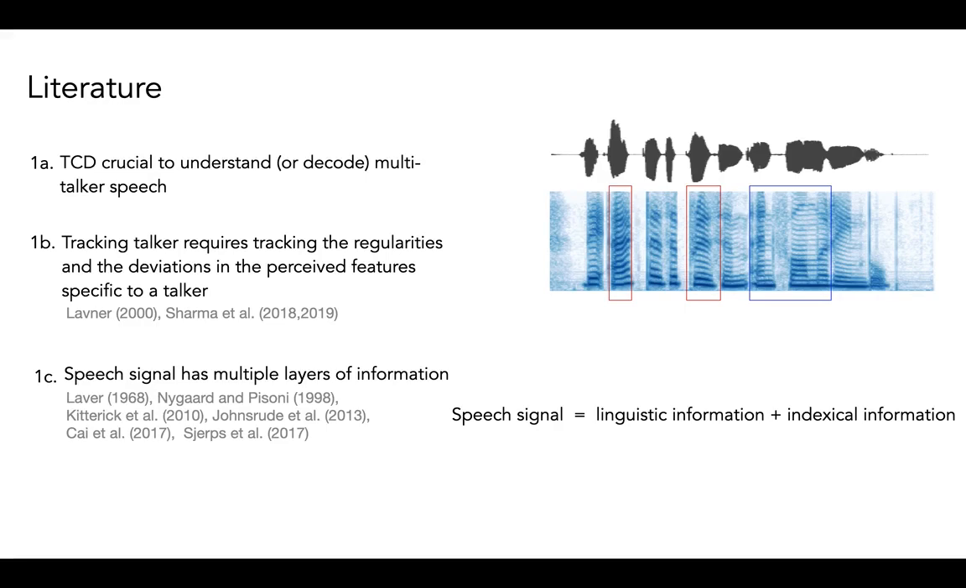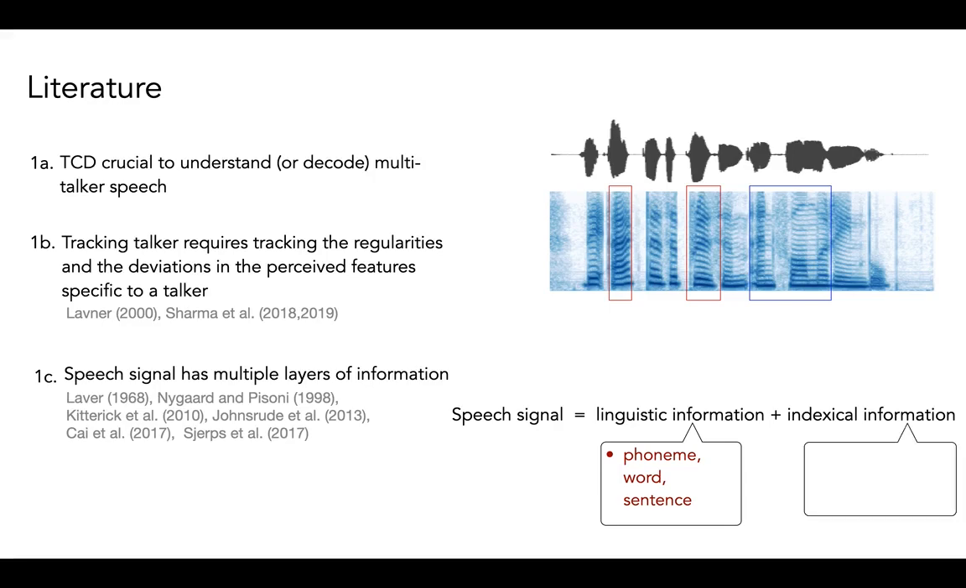Speech signal has multiple layers of information. The two dominant layers are the linguistic information layer and the indexical information layer. The linguistic information layer helps us to understand the phoneme, the word, and the sentence in the speech signal. And the indexical information helps us to identify the talker, the dialect, and the emotional state. It so happens that in natural speech perception, these two kinds of information interact.